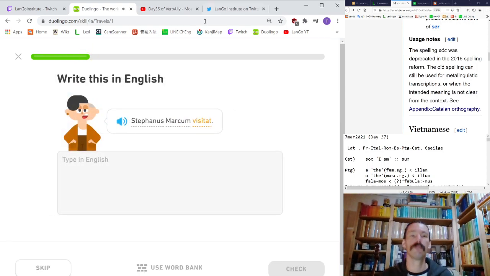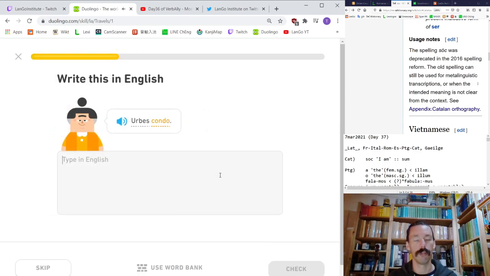Stephanus Marcum visitat. Lovely case here. Stephanus. Nouns for these names belong to the same class. Us, the subject. Stephanus. Next, the verb, visits. And Marcum is marked for object. We'll just put Marcus in English. Urbes condo. Accusative form here, looking the same as the nominative. Condo, I build. Urbes, cities.